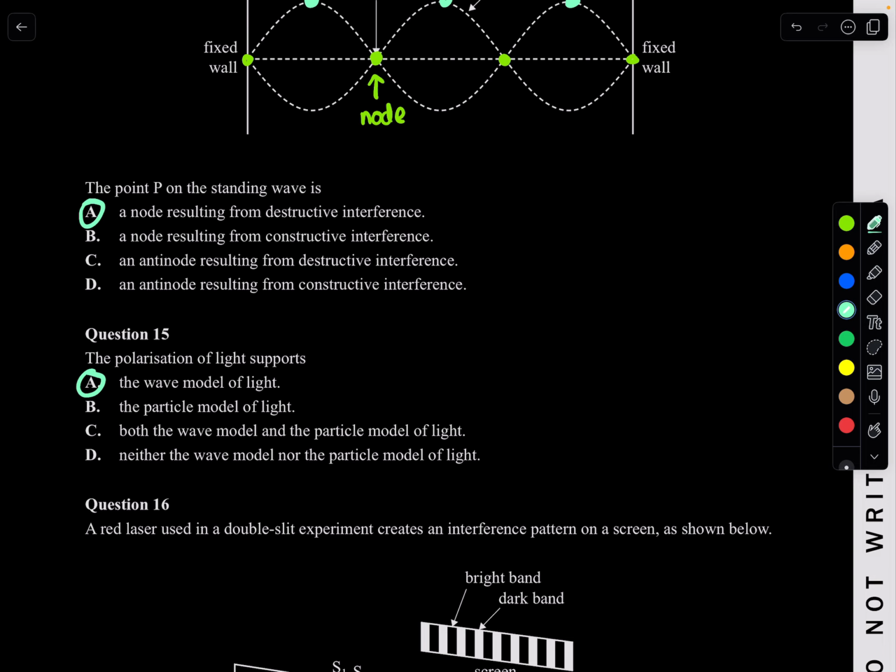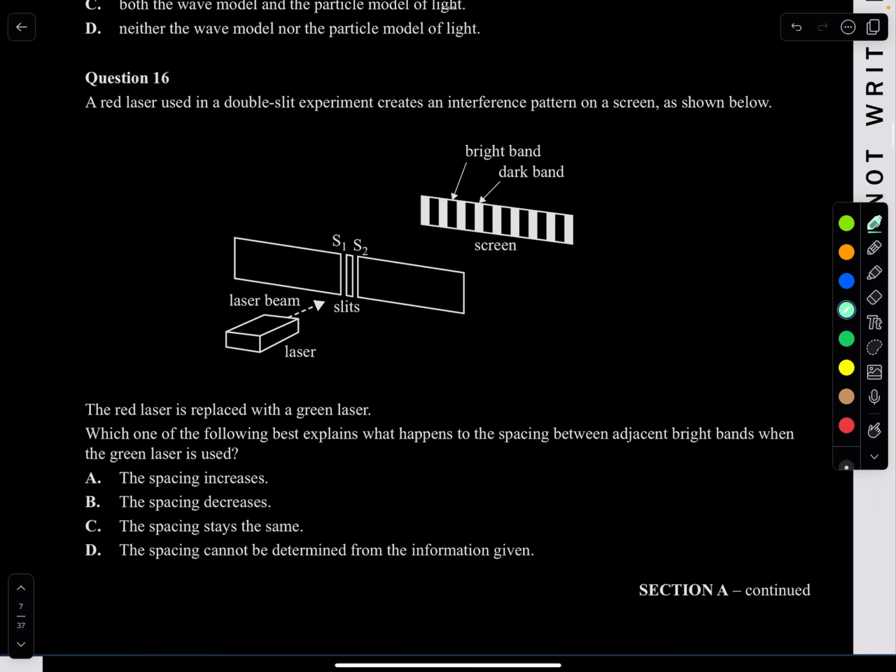Nice. Question 16. A red laser used in a double slit experiment creates an interference pattern on a screen as shown below. Just having a look at this question, I know for a fact what it's going to ask me. It's the most repeated question in every exam, and it's the easiest way to get marks. The red laser is replaced with a green laser.